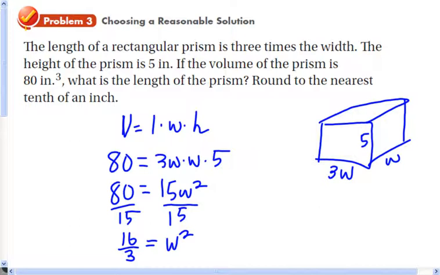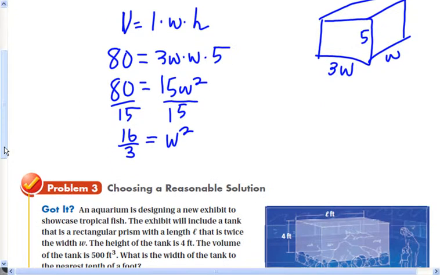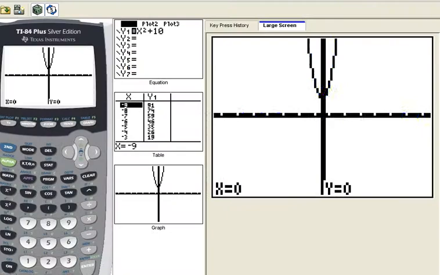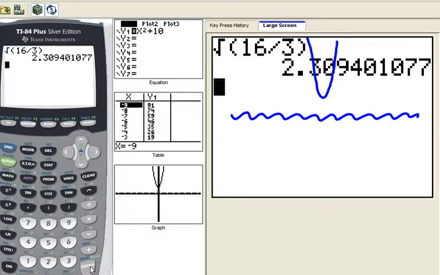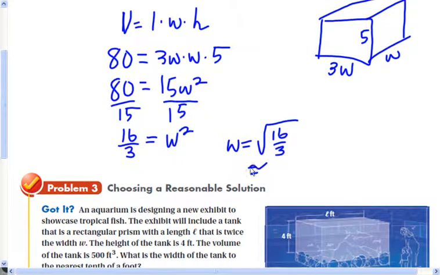And now we need to do the square root. And I can forget about the negative square root here because we're talking about a dimension, so it has to be a positive number. So W is equal to the square root of 16 thirds. And I can now approximate that if I want. Square root of 16 thirds. Just use my calculator. About 2.3 is good. So we'll say approximately 2.3 for the width.